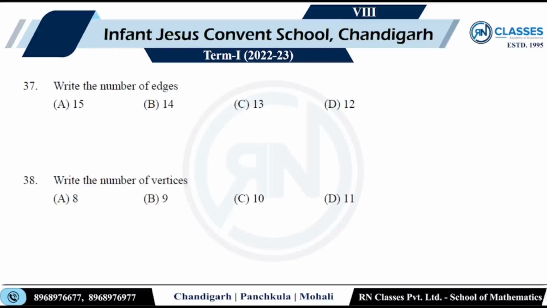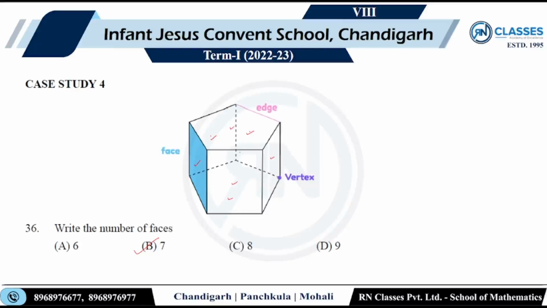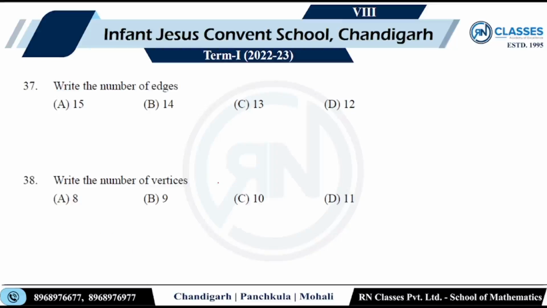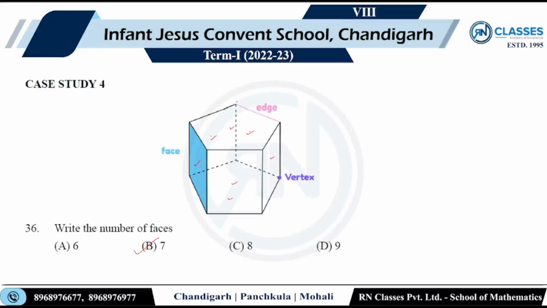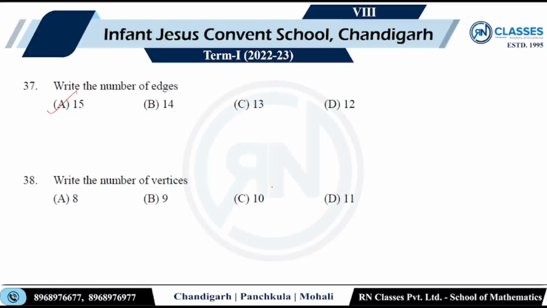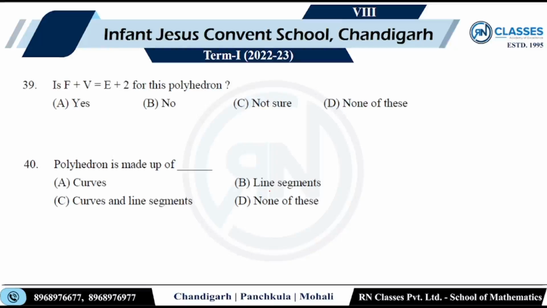ठीक है. राइट द नंबर ऑफ एजेस. एजेस 5 ऊपर 5 नीचे और 5 साइड में, 15. आंसर इज 15. देखो काउंटिंग कितनी तेज हो रही है. राइट द नंबर ऑफ वर्टिसेस. 1 2 3 4 5 ऊपर पेंटागन पे, 5 नीचे पेंटागन पे, 10 वर्टिसेस है, बिल्कुल सिंपल, ठीक है.